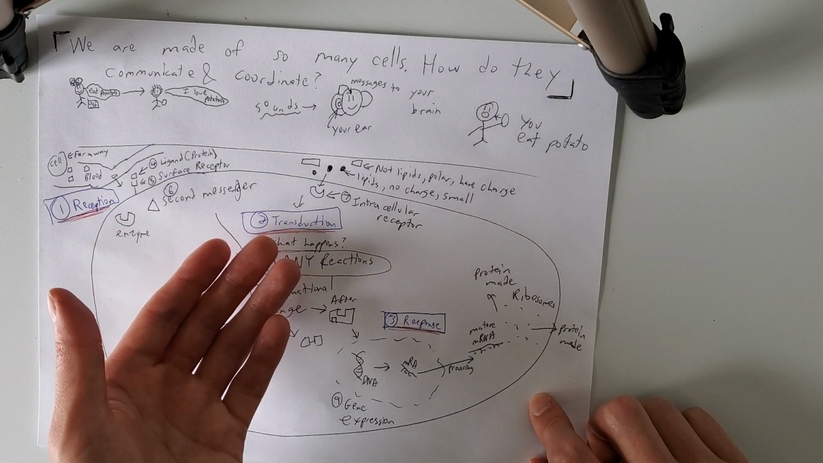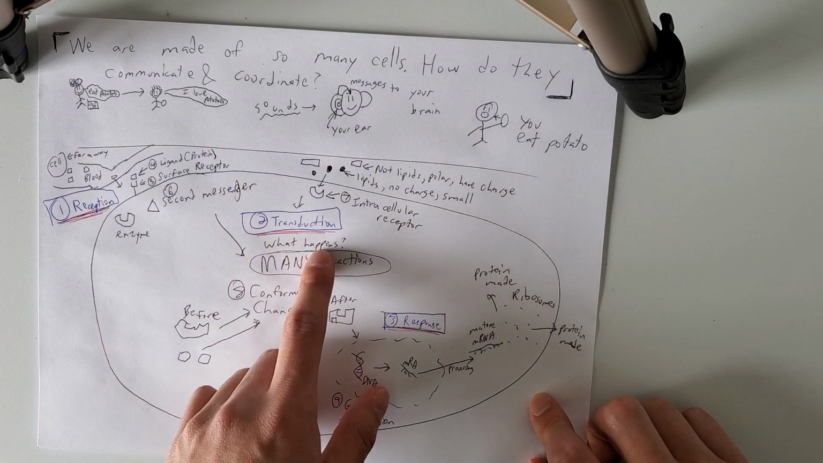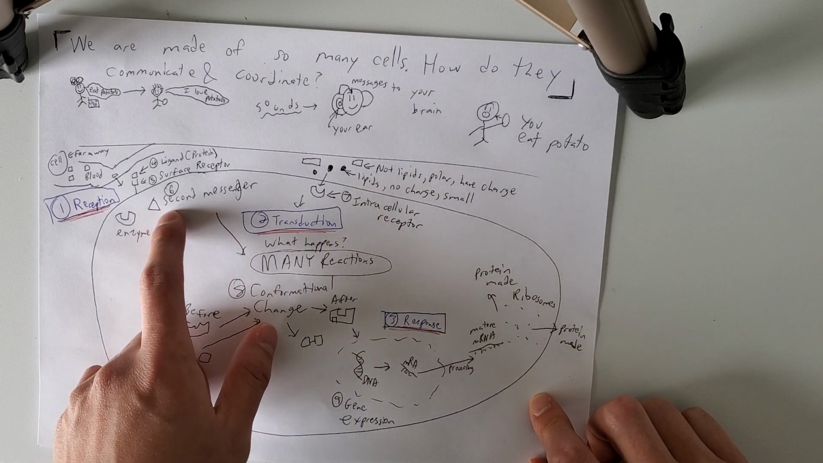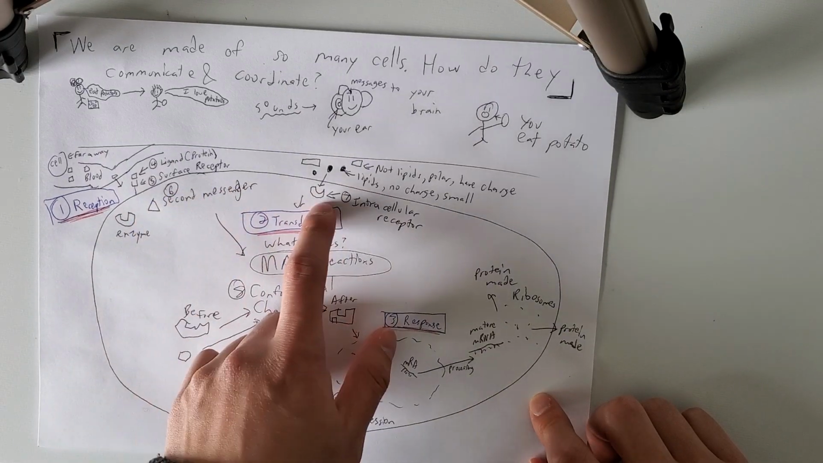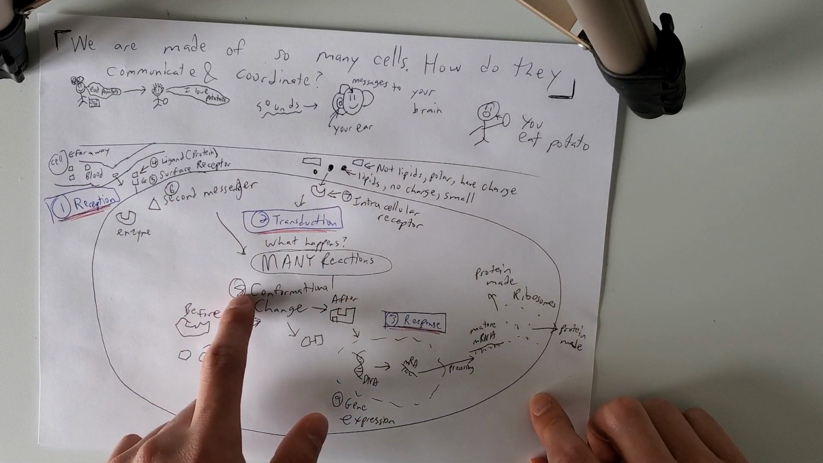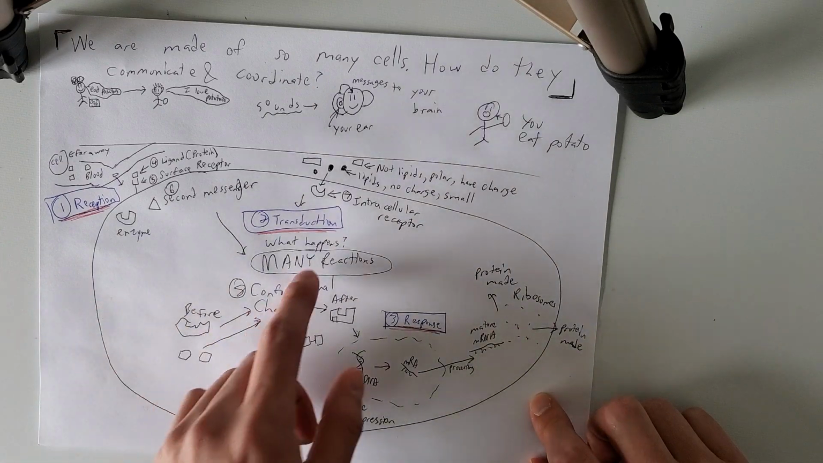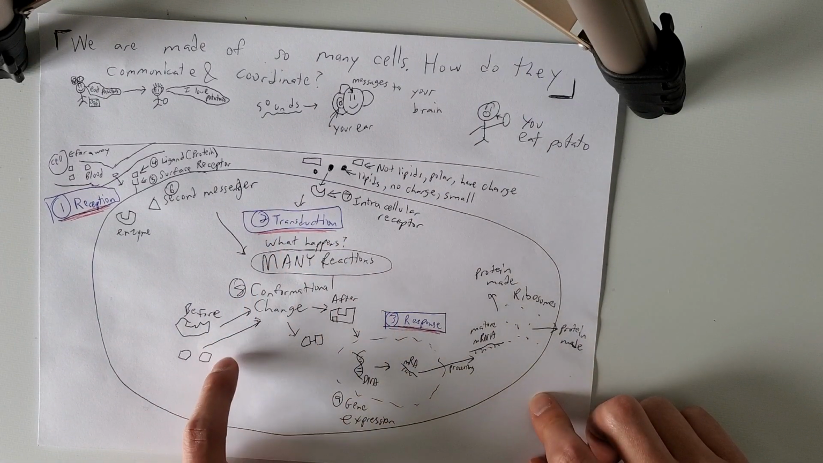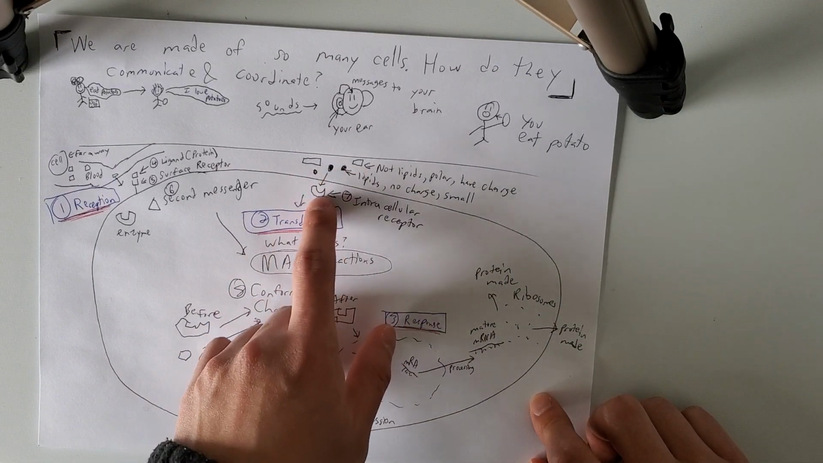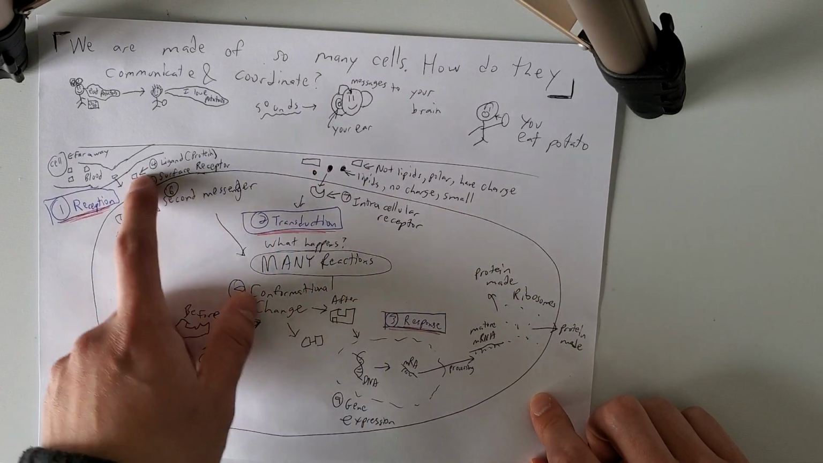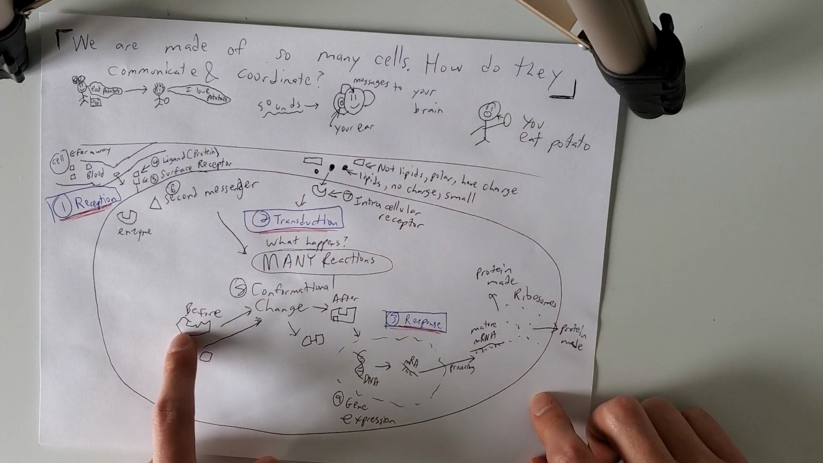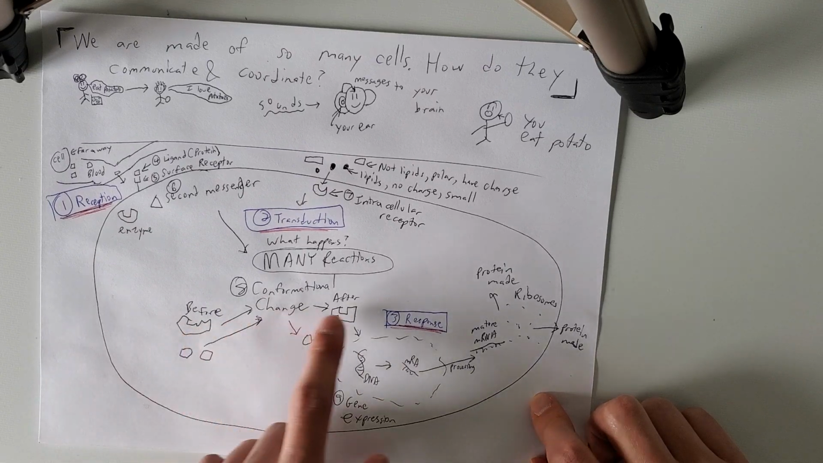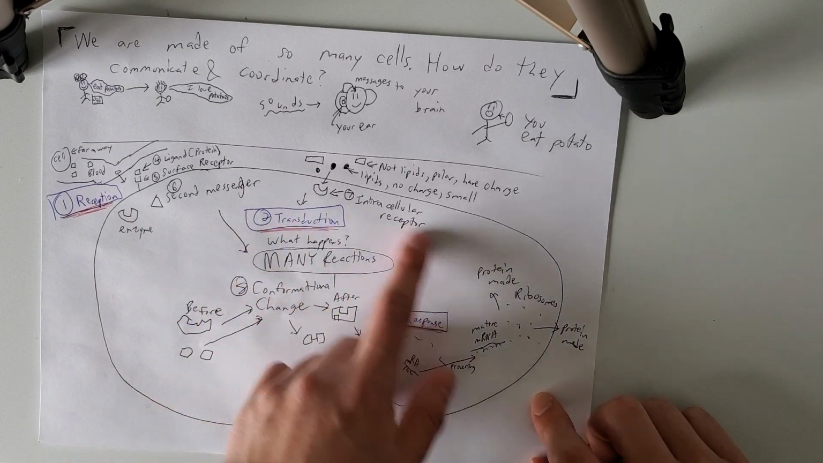Transduction is the process of transforming this initial received message into something for the cell to act on. So what happens during transduction? There are many reactions that can happen. For example, the receiving of this message can cause a conformational change. Conformational change just means a shape change in some of the molecules inside of the cell.